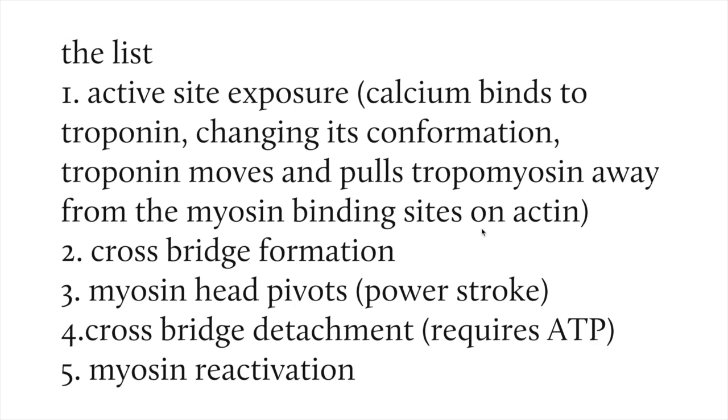So if you prefer a list, first step is active site exposure, where calcium binds to troponin, changing its conformation. Troponin moves and pulls tropomyosin away from the myosin binding sites on actin. Then we have cross-bridge formation. Then the myosin head pivots. That's also known as the power stroke. Then we have cross-bridge detachment. This is the step that requires ATP. And then finally myosin reactivation.